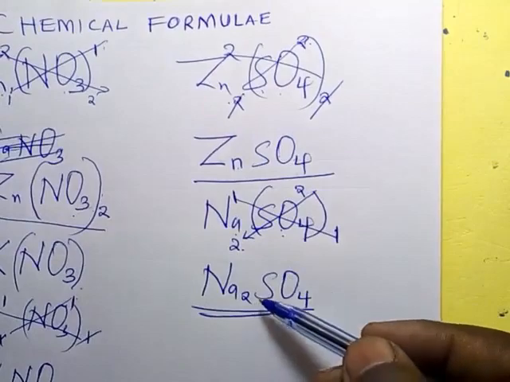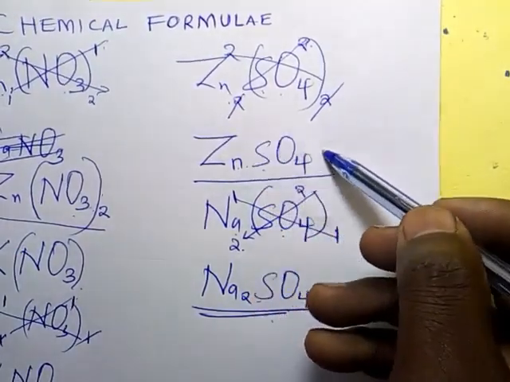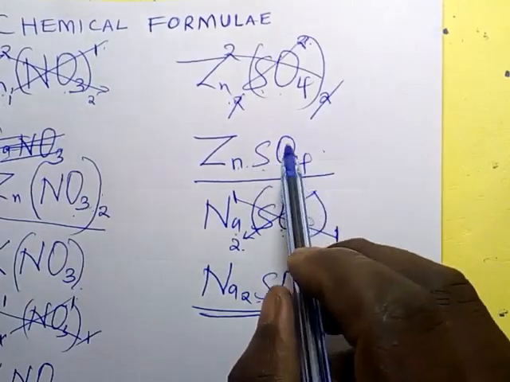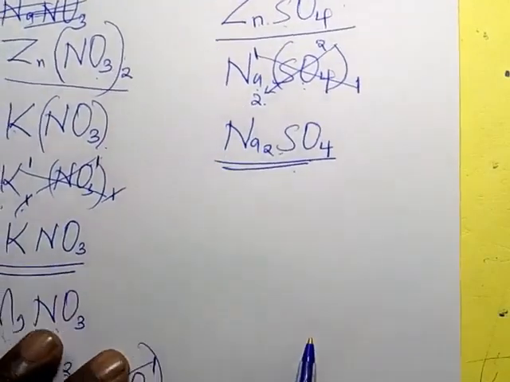You can see it is different from zinc sulfate. Zinc sulfate does not have 2 here. It doesn't have anything there. Therefore, valence electrons are very important in balancing equations.